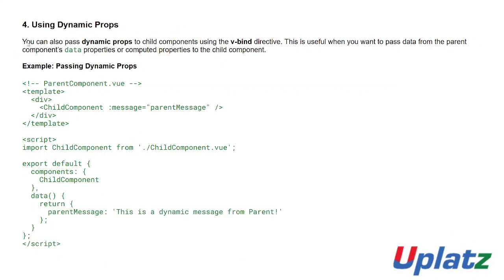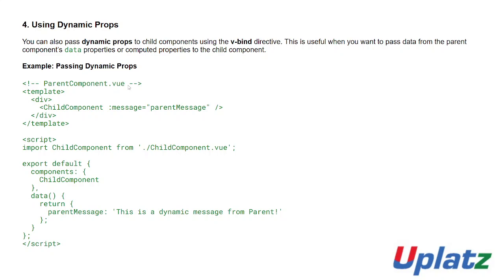Next, using dynamic props. You can also pass dynamic props to child components using the v-bind directive. This is useful when you want to pass data from the parent component's data properties or computed properties to the child component. By the way, v-bind is also shortcut as colon here.